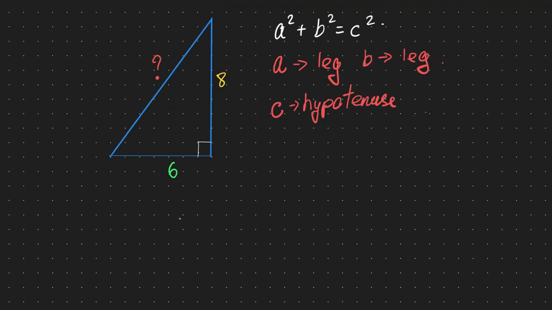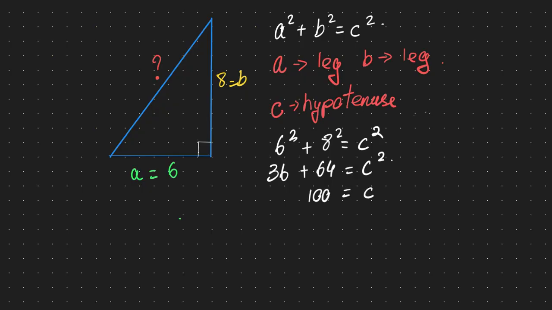So we know that side A is 6, and we know that side B is 8. Let's go ahead and plug in those numbers. 6 squared, for my A, plus 8 squared equals c squared. All I did here is plug in my numbers. So 6 squared means 6 times 6 equals 36. 8 squared means 8 times 8 is 64. So this equals c squared. Let's add those two together, which will be 100 equals c squared.